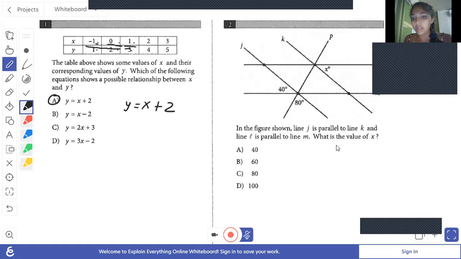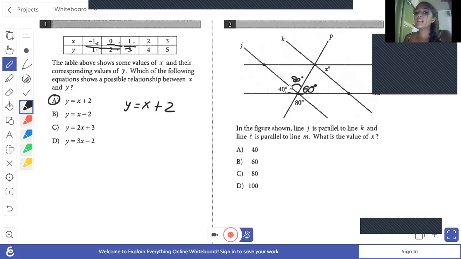In the figure shown, line J is parallel to line K and line L is parallel to line M. What is the value of x? So over here, we know that this is 80 because angles opposite to each other are congruent. And then if you look at this over here, this is an angle in a linear pair. So the sum of all the angles over here would be 180. And that means 80 plus 40, which is 120. And then that means that this would be 60 degrees.